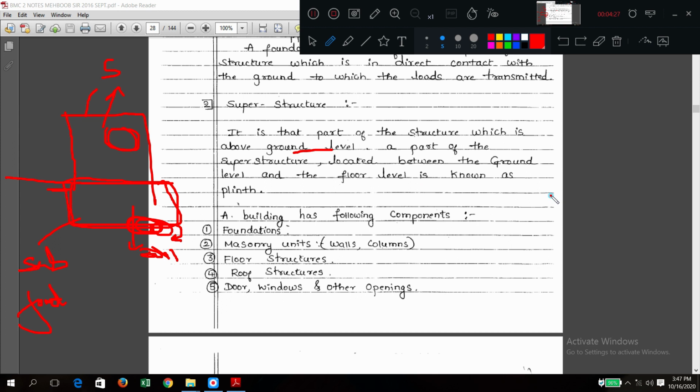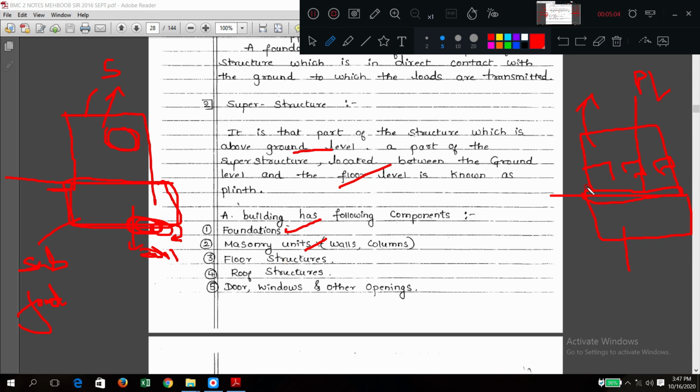If you see the diagram like this, this is the above-ground-level portion, this is the below-ground-level portion, and here one level is there. That level is called the plinth level. So the total building has components. What are the components? First is the foundation. Second is masonry units. Masonry means using bricks, stone or concrete, anything constructed, that is called masonry units.